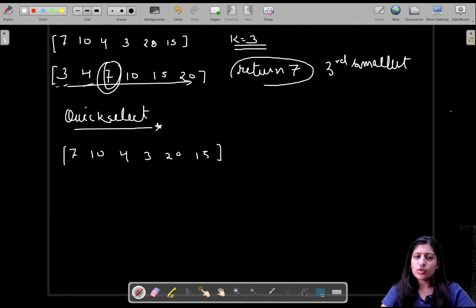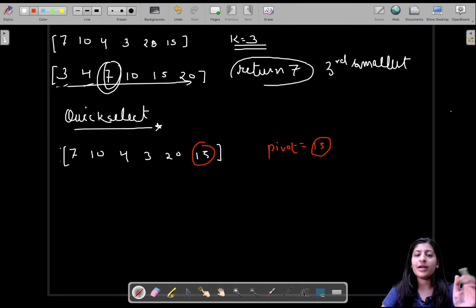Okay, so let's start by taking a pivot. Again, I will take my pivot at the end. For this first iteration, let's take my pivot to be 15. My pivot element is 15. Then what do you do? Taking your pivot element, you iterate over your array and you do the partition. You do the partition in such a way that elements which are less than 15 are before 15 and all the elements greater than 15 are after 15.